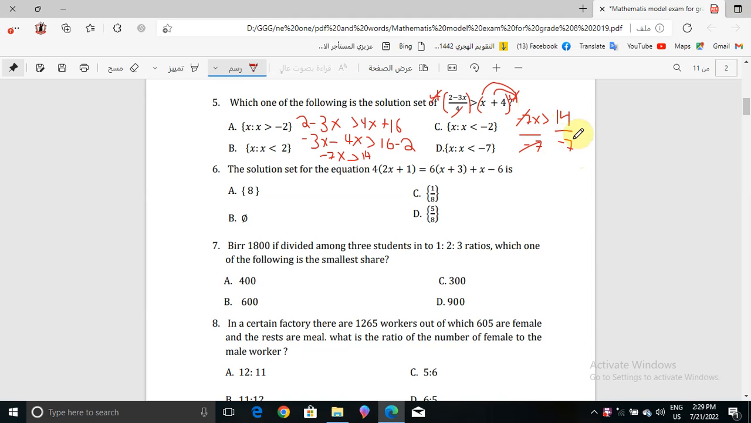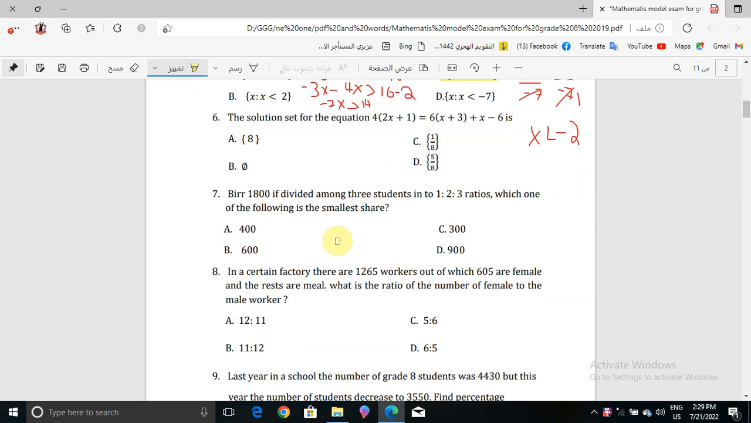Then we will get x by 1 and 14 by 2. But here we will change the sign because the number we divide both sides by was negative. So we'll change the sign from greater than to less than. So x is less than negative 2, which is in choice C.